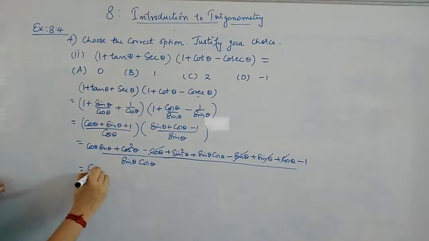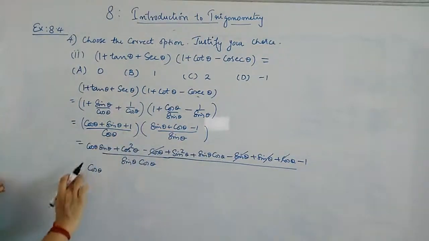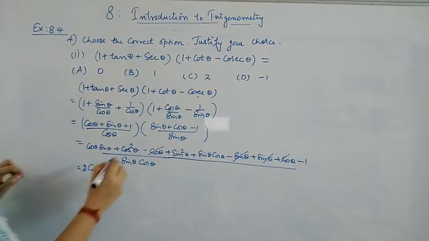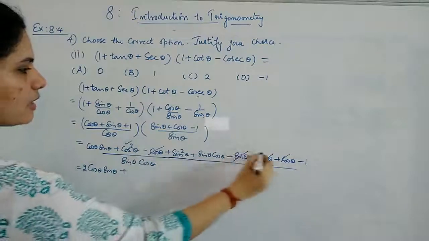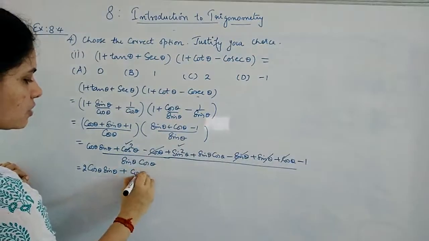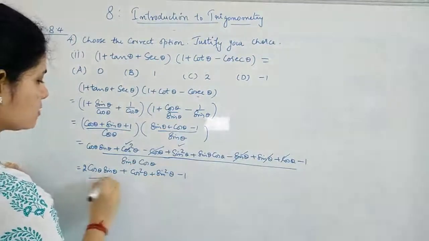So remaining is your cos theta sine theta, cos theta sine theta. 2 times you have cos theta sine theta. So 2 cos theta sine theta. Plus remaining again you have sine square and cos square and a minus 1, right? So cos square theta plus sine square theta minus 1. This much you have.